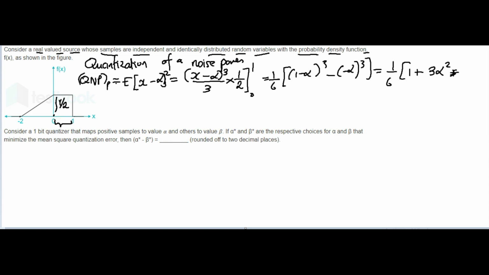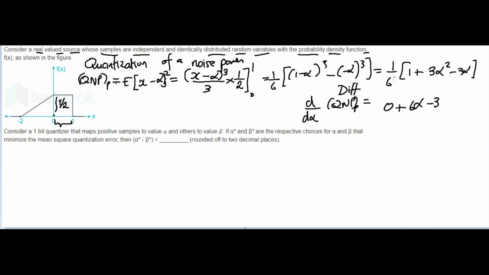There is not a plus, actually it is a minus. So plus 3 alpha square, and then minus 3 alpha. Now I'm going to differentiate this. For the differentiation of QNP with respect to P, d by d alpha, in terms of alpha I'm differentiating. So I'll get 0 plus 6 alpha minus 3.